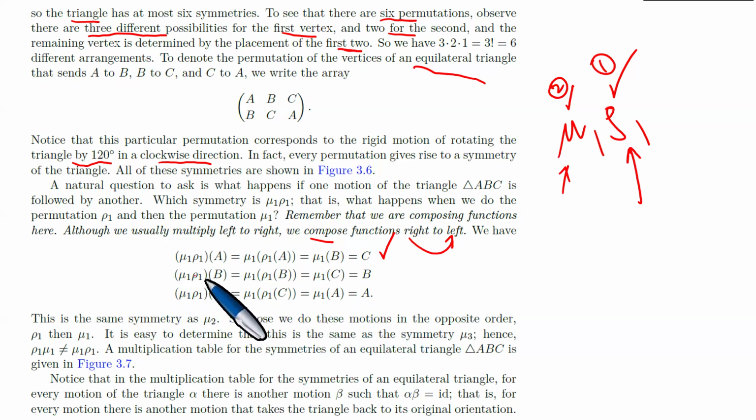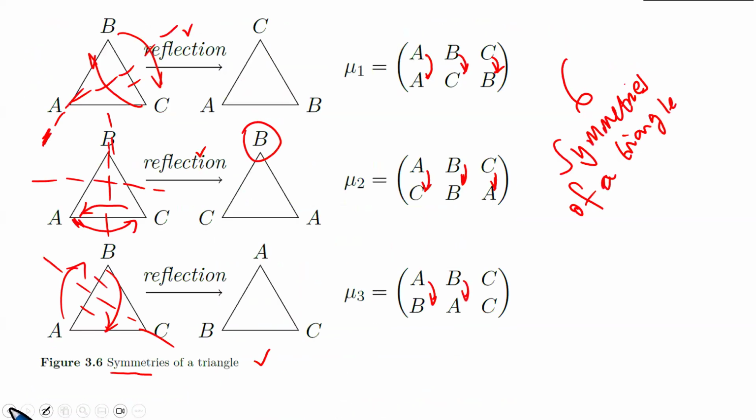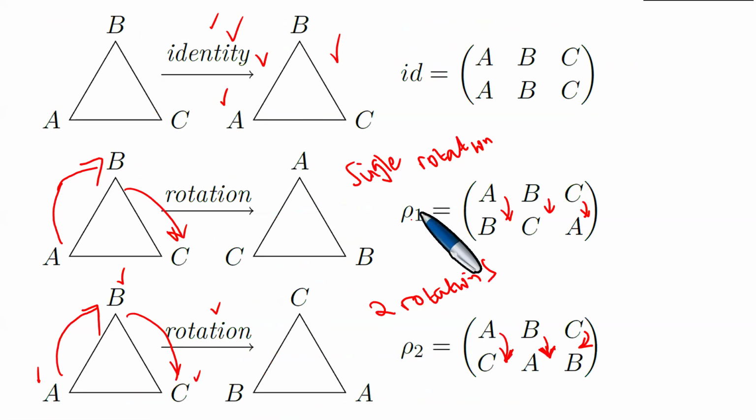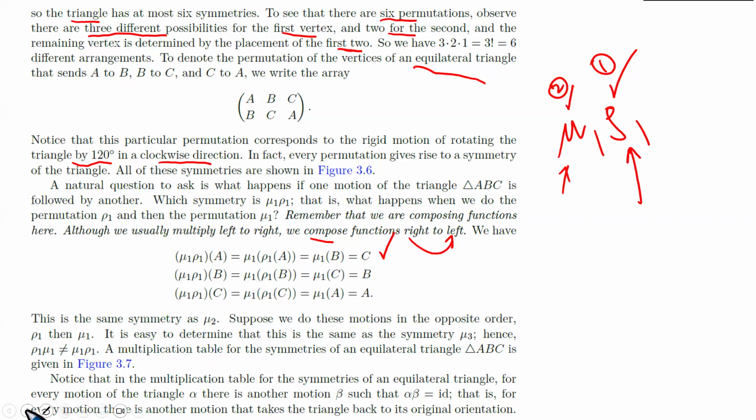Now if you look at mu1 rho 1 of B, what is rho 1 of B? Let's check what rho 1 does. We saw that rho 1 is a single rotation. Rho 2 is like 2 rotations. So rho 1 of B goes to C. Then mu1 of C goes to B.